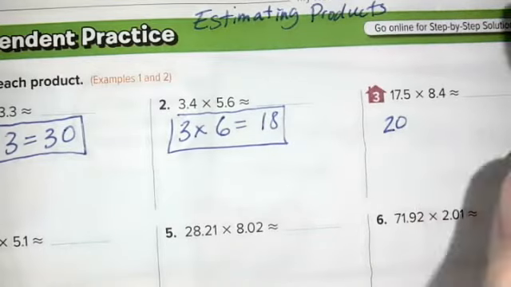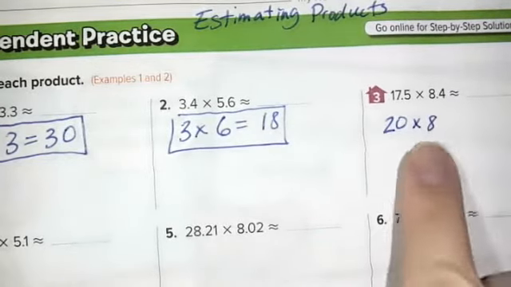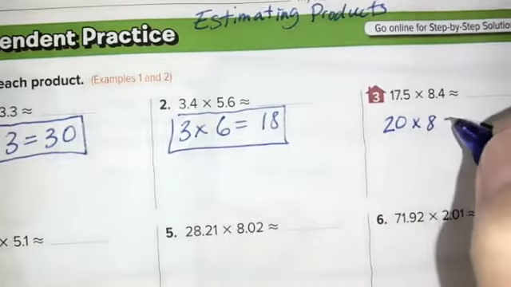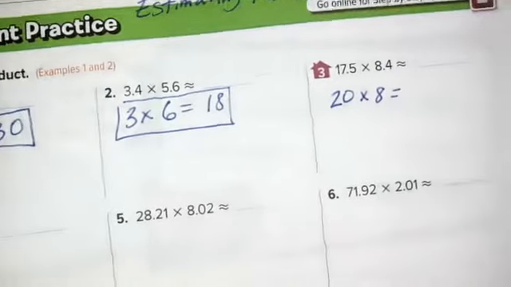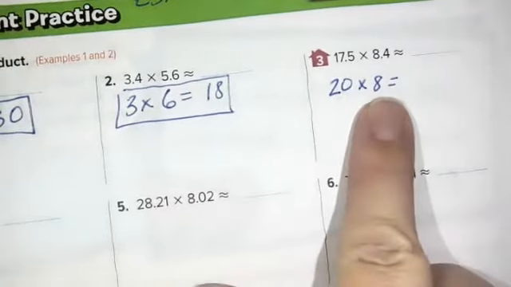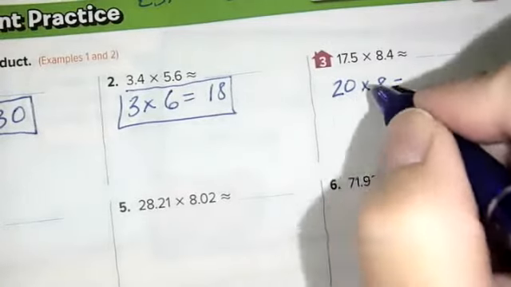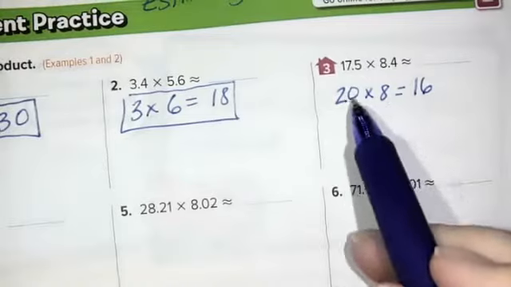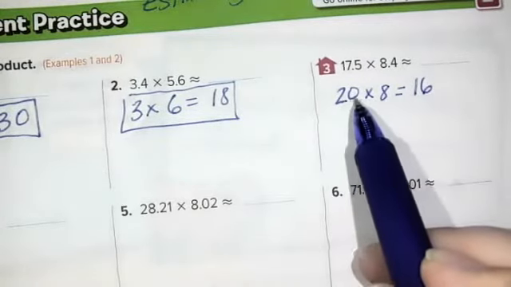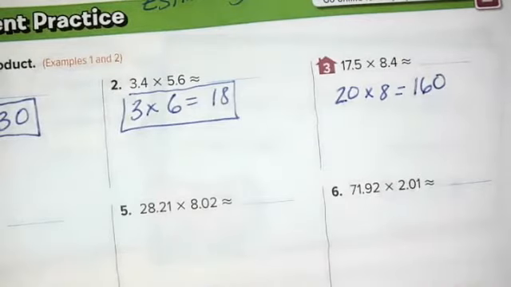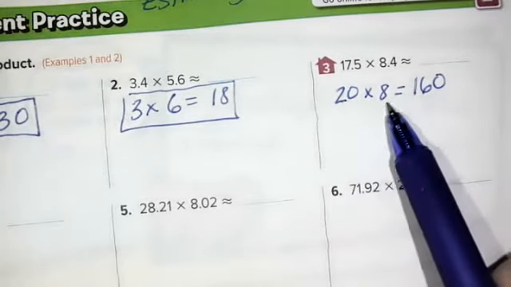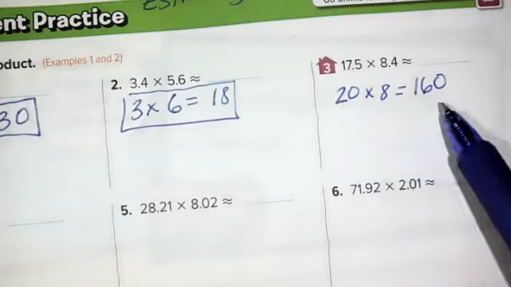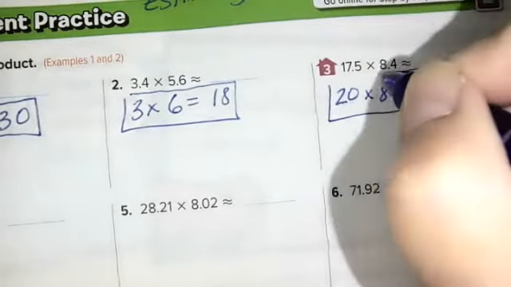8.4, that's a single digit number. I can easily round that to 8, and I can still do this problem in my head. So I'm looking for estimates that I can use mental math to do. Now, you know that 2 times 8 is 16. 20 times 8 is going to be 10 times as much, or 160. Another way that you can think of this to use mental math is as 8 times 2 times 10. 8 times 2 is 16, times 10 is 160. So this gives you the estimate of 160.